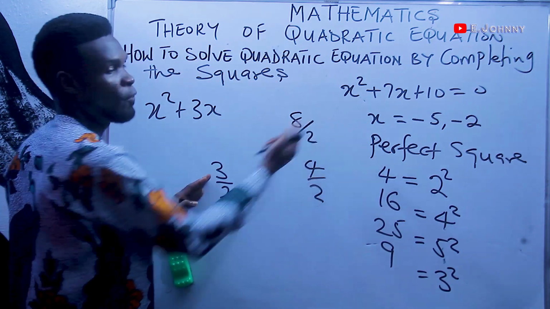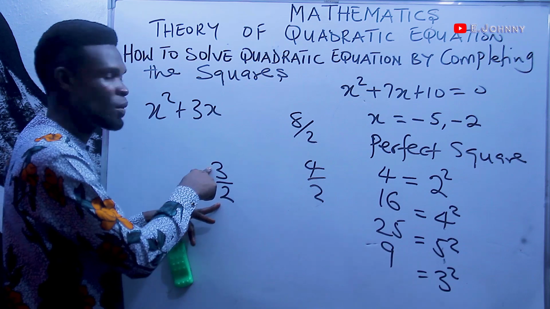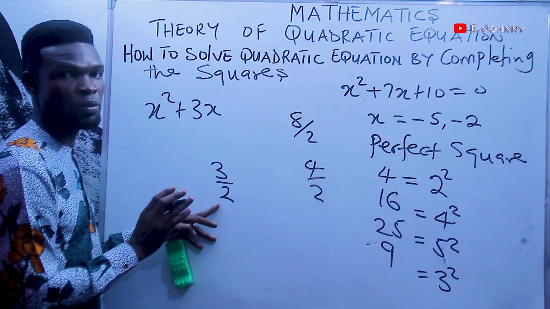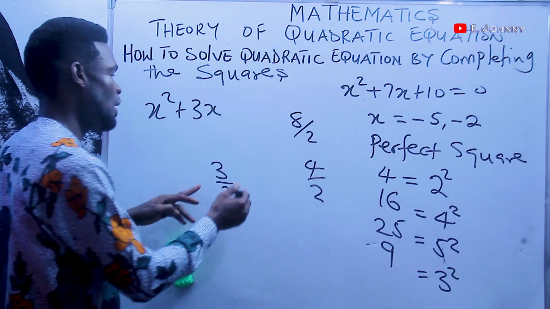2 goes here, 4. But in this case, 2 goes into 3. There will be a remainder. So what do we do? Leave it at this point to be 3 over 2. The next step, you do what?